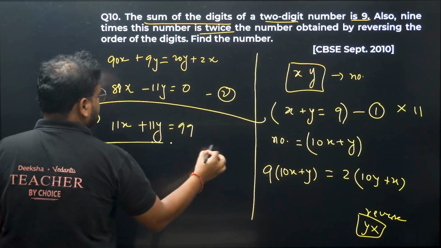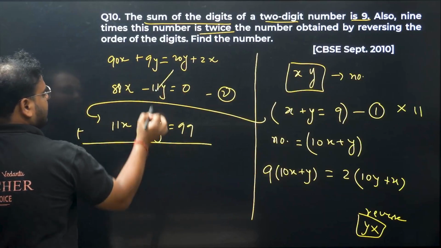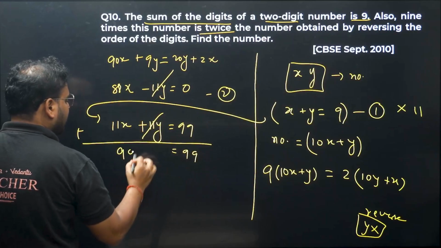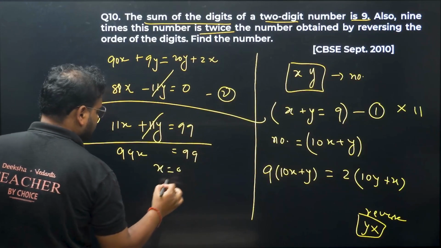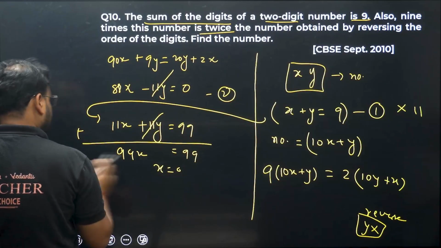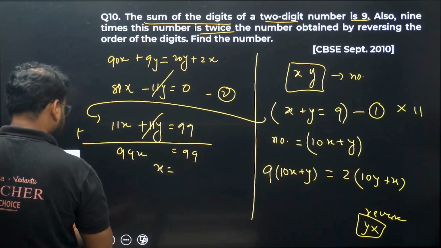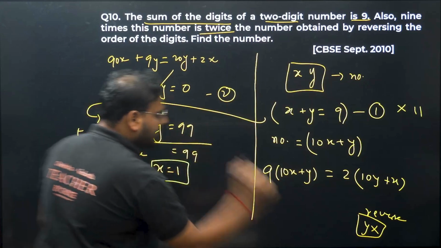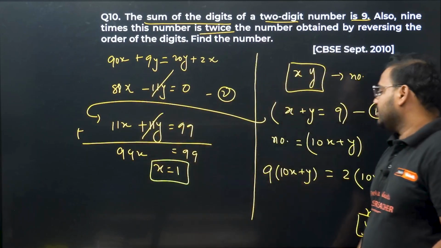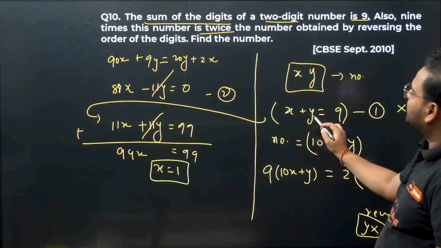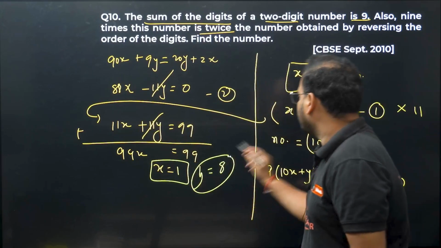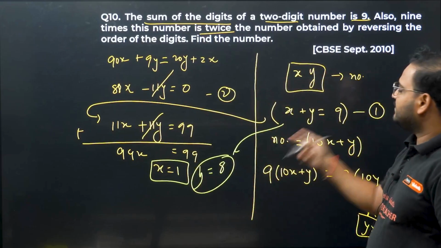And what is the next step? Simply add these two equations. So this and this will cancel. I get over here 99. Add these two. 99x. So x value is simply 1. Correct? Have a look. 99x equal to 99 means x value is 1. Check now. If x is 1 means y has to be 8. From here, x plus y is 9, means y has to be 8.